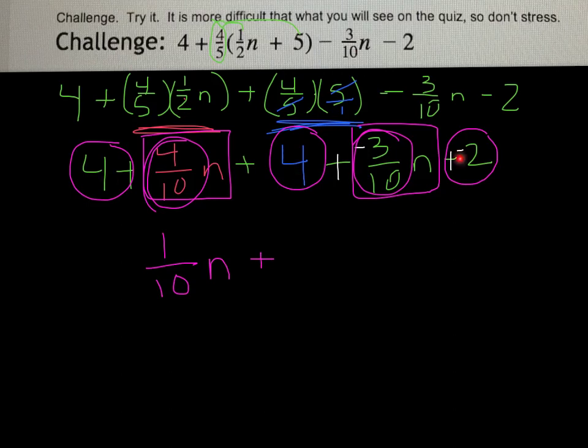And then I'm going to be combining my other like terms, so I'll be adding that to 4 plus a negative 2, which gives me 4 plus 4 is 8, minus 2 gives me 6. So my final answer, because I can no longer combine my constant with my coefficient because it's multiplied by a variable, my final answer is 1/10 n plus 6.